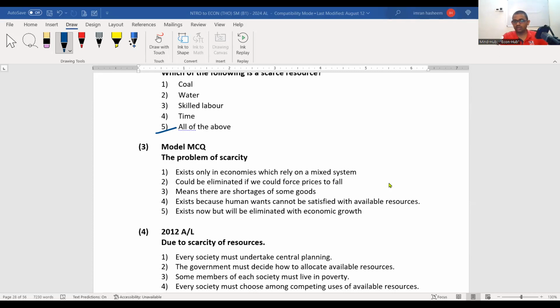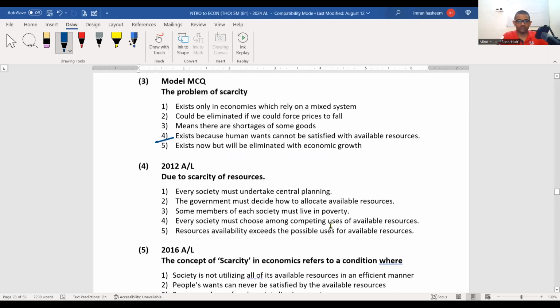Number 4, scarcity exists because human wants cannot be satisfied with available resources. Yes, we don't have enough resources. That is what scarcity is. Number 5, exists now but will be eliminated with economic growth. No, scarcity is not something we can permanently solve. As long as humans live on this earth, humans will always have unlimited wants. Compared to such unlimited wants, the resources we have will be limited. Scarcity is a permanent problem, a permanent human condition. Right? Okay. So the correct answer is number 4. I'm sure most of you who responded got it right. Yes, you have got it right.